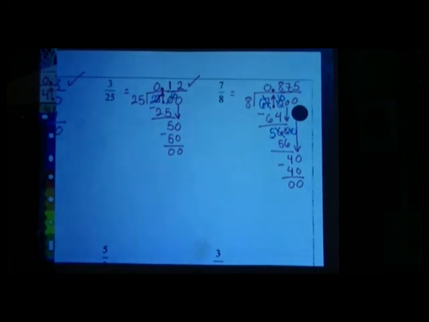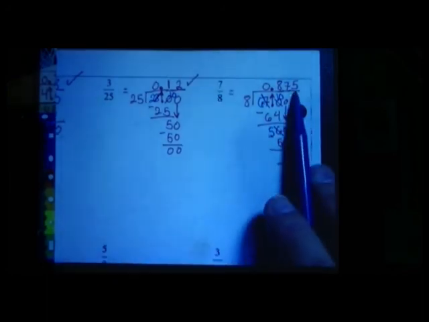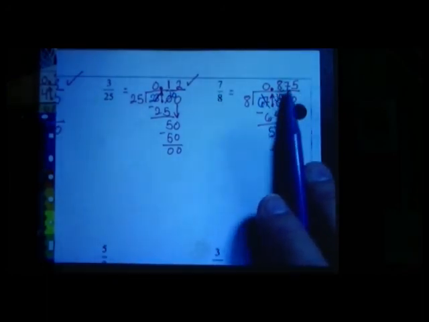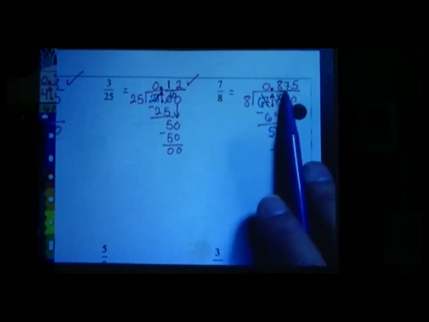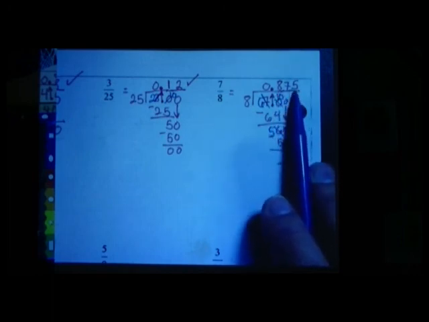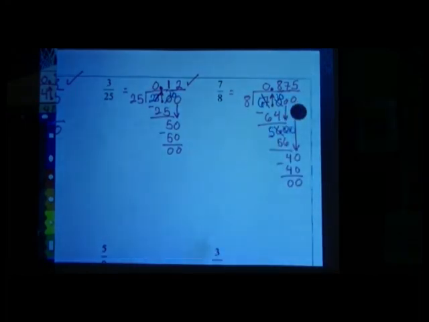0.875 or 875 thousandths, because that's in the thousands place. Remember, tens, hundredths, thousandths. So this would be read as 875 thousandths. We always say the last place value after we're saying the decimal.